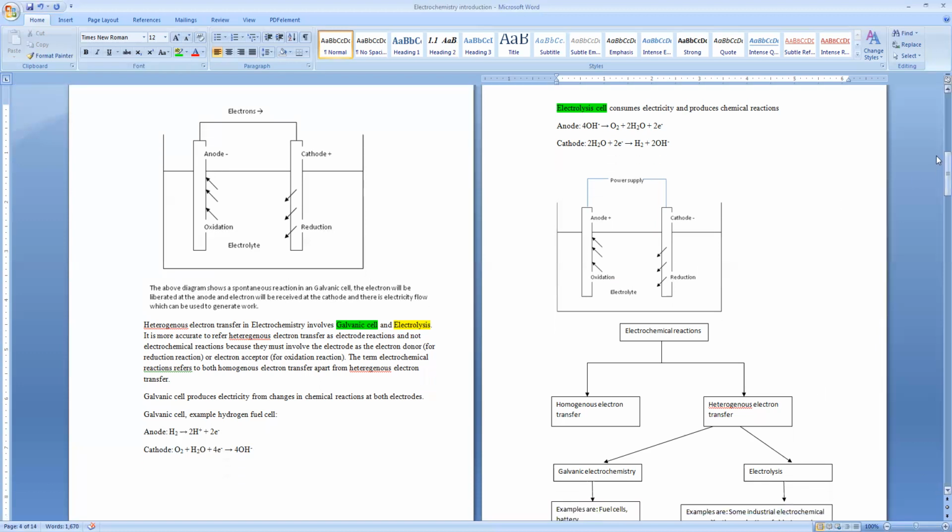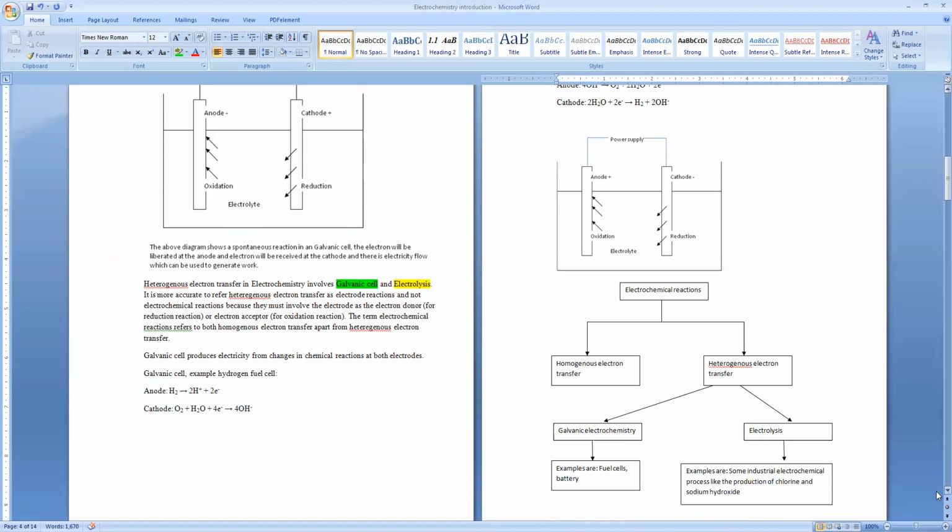But for both types of electrochemistry, the reduction always happens at the cathode, and the oxidation always happens at the anode. Except that in galvanic electrochemistry, the anode is negative, while in the electrolysis cell, the anode is positive. For the galvanic cell, the cathode is positive, but for the electrolysis cell, the cathode is negative. So these are the two types of electrochemistry we have in the heterogeneous transfer reaction.